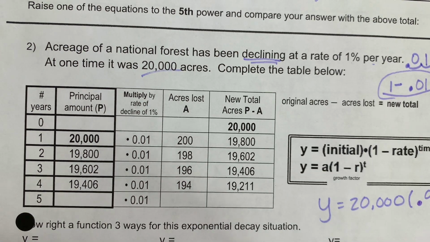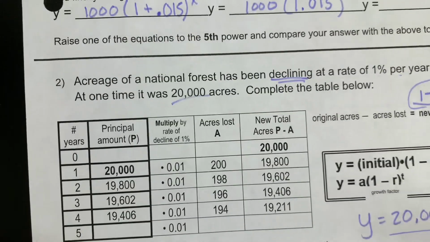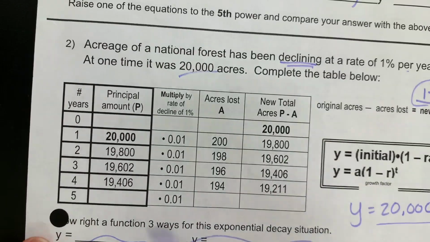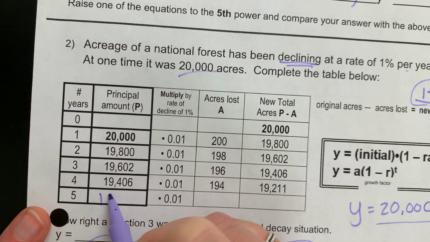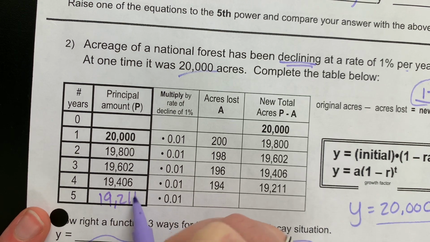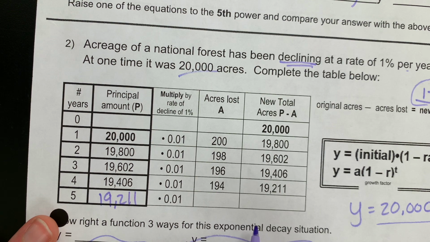All right, we're going to skip this part down here. I already did all that. All right, let's see what happens. So we can see that the principal amount is going down. It's going down by 1% every time.